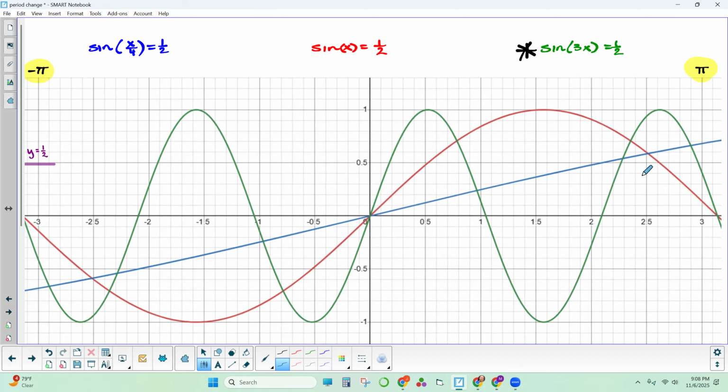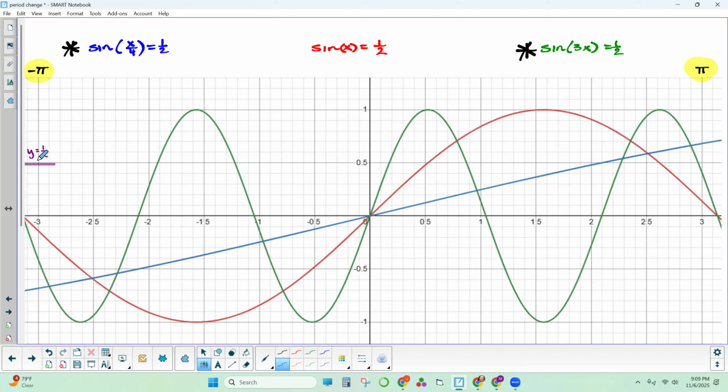The parent graph is sine x. The opposite is true if we've got a coefficient that is between 0 and 1. In the blue graph, we've got 1/4 x, so we are horizontally stretching the graph. If you look at the blue graph in comparison to the parent function, it has been stretched.